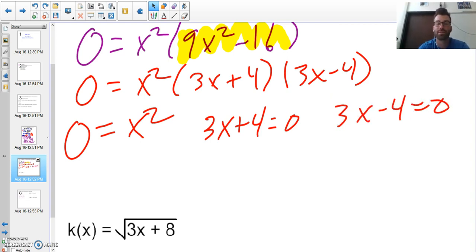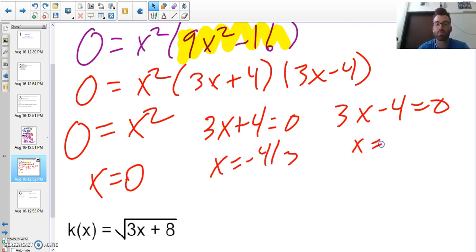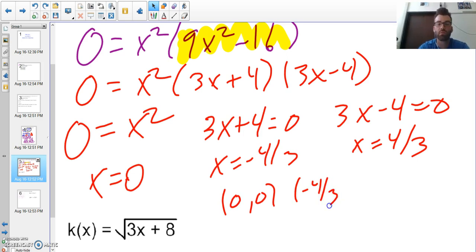x squared equals 0, 3x plus 4 equals 0, 3x minus 4 equals 0, so x equals 0, x equals negative 4 over 3, and x equals 4 over 3. Ordered pairs: 0, comma 0; negative 4 over 3, comma 0; and lastly, 4 over 3, comma 0.